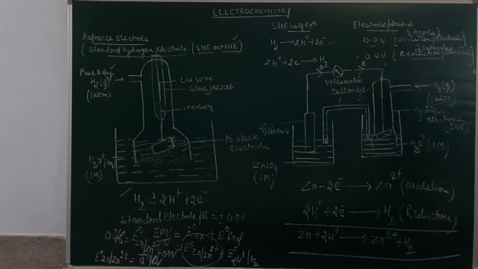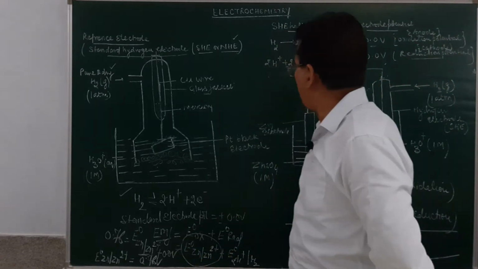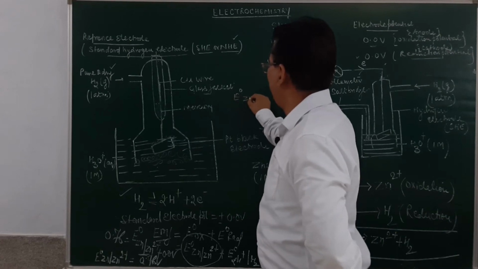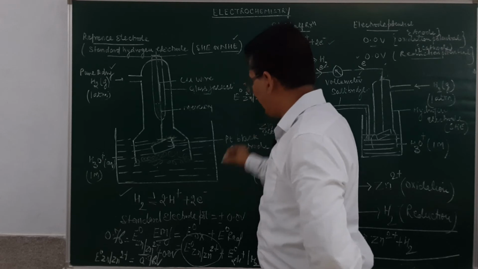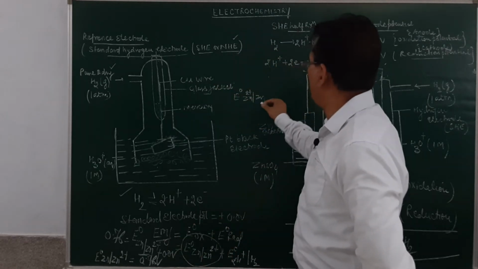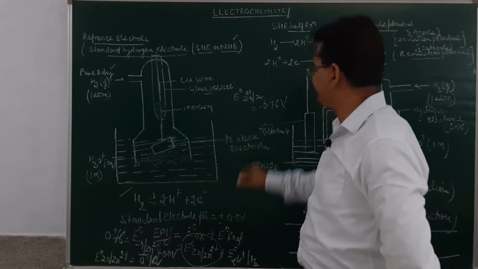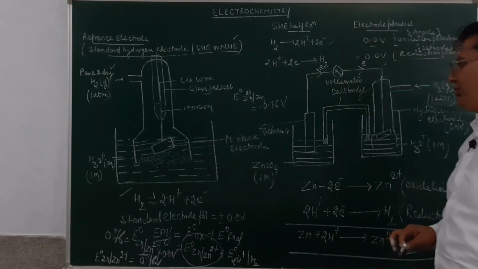Suppose someone asks you to find out the reduction potential of this. The reduction potential will be written this way: E naught Zn2+ to zinc. The sign convention will change and it will come out to be equal to minus 0.76 volt. This is how the electrode potential of this electrode is to be determined.